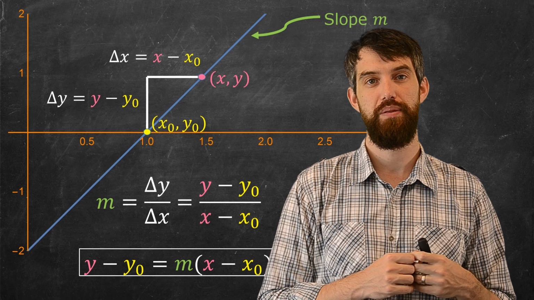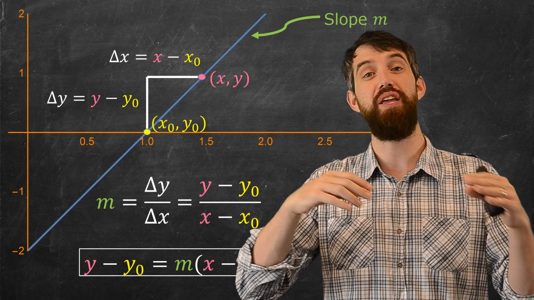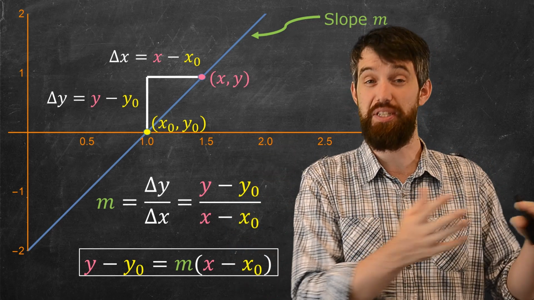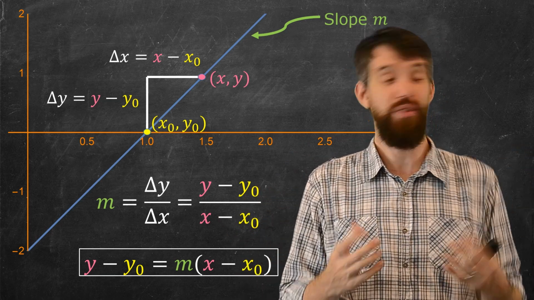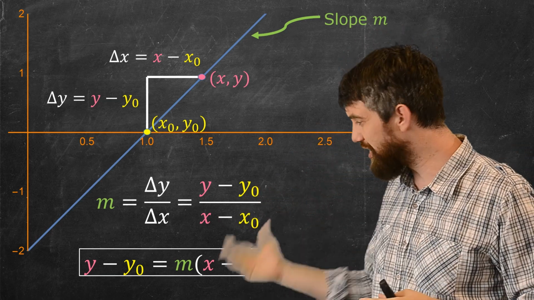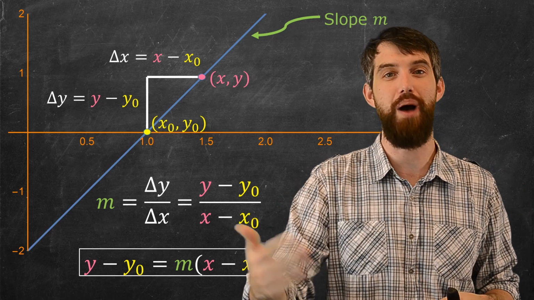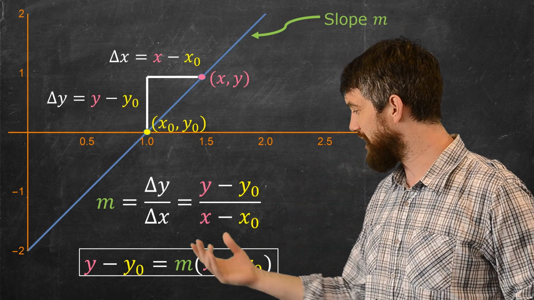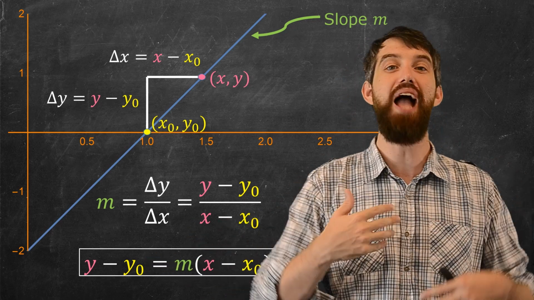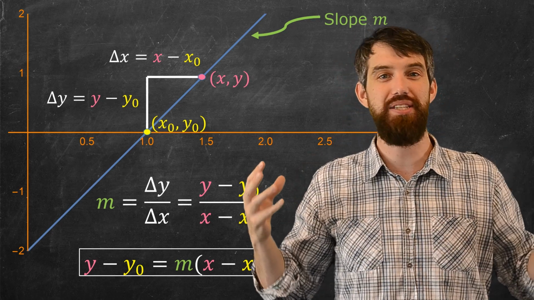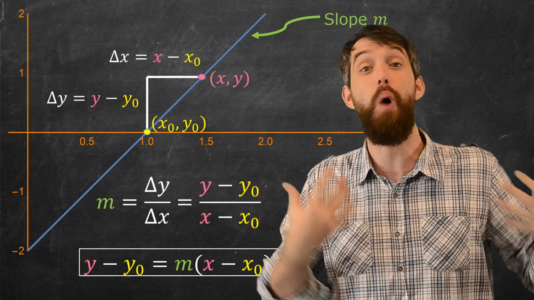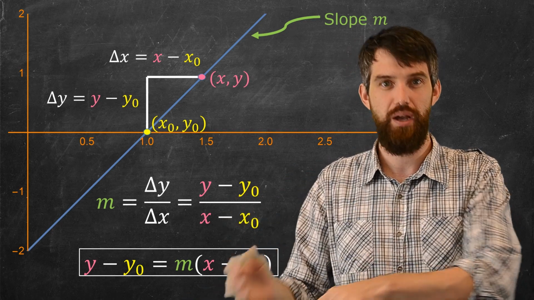By the way, some of you may have seen the equation y equals mx plus b, the so-called slope-intercept equation of a line. They really are the same thing. If you have the point-slope equation, then all you need to do is take that y naught, move it to the other side, and add it to the minus m times x naught. That constant together forms the b you would have seen in y equals mx plus b.